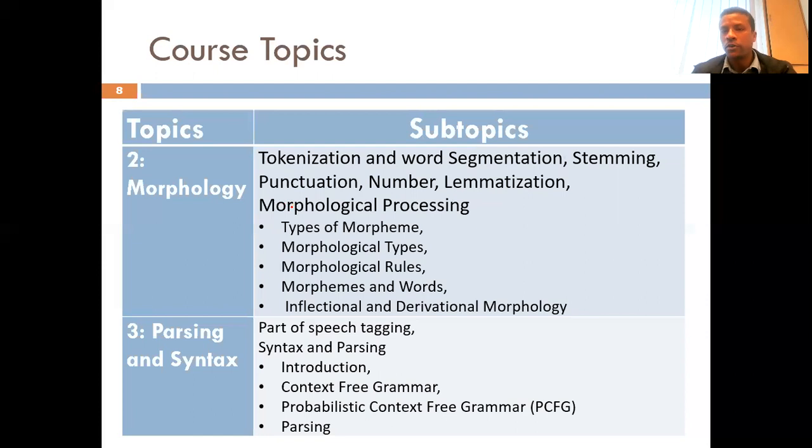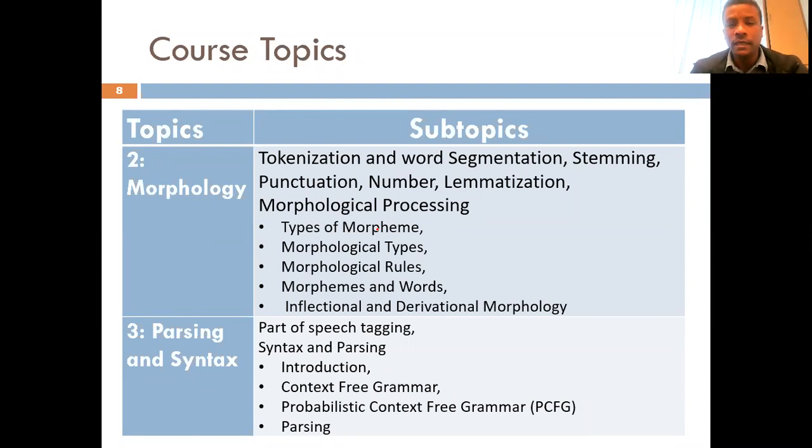Then we'll talk about morphological processing by looking into types of morphemes, morphology types, morphological rules, the difference between words and morphemes, and finally, we'll discuss inflectional and derivational morphology, which are the two types of word formation that we have, in the sense that whenever a morphological process happens to a word, there will be some kind of change happening. Some of the changes we call inflectional, the others we call derivational. So we'll be talking about that at the end of the second topic.